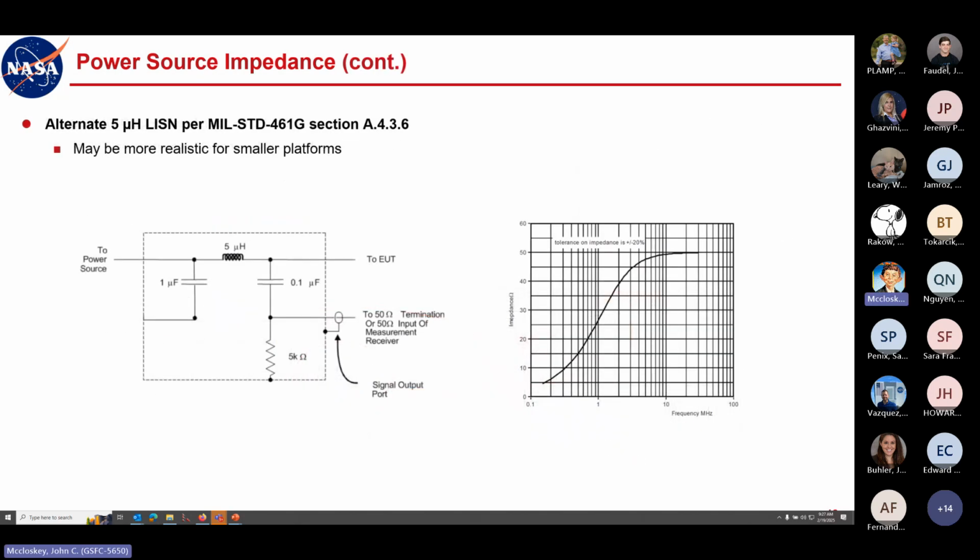So there is an alternate 5 microhenry LISN specified in the MIL standard in the appendix. And it's pretty much the same topology, just with a 5 microhenry inductor. And that may be realistic for smaller platforms, but it's still kind of overkill, right? And I'll show you a picture in a little bit of what that 5 microhenry inductor looks like to show you what it takes to get 5 microhenries. It's not something that you get by accident.